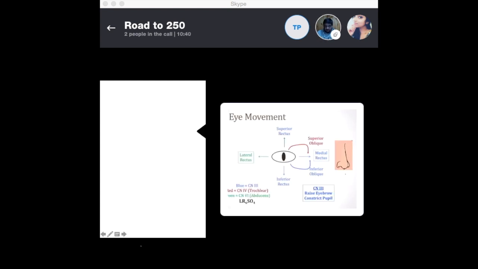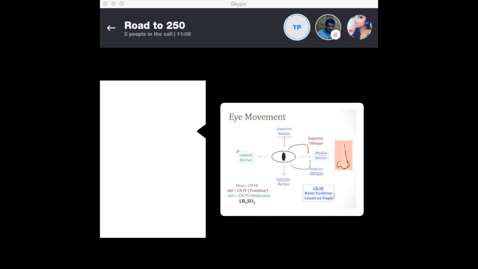So, as I mentioned in the last slide, the eye movements are controlled by various nerves, and certain muscles are controlled by certain nerves. But cranial nerve 3 is the major nerve that controls a lot of your muscles, including your superior rectus, your inferior rectus, your medial rectus, and your inferior oblique. And then obviously it also has these other side jobs that we discussed on the previous slide.